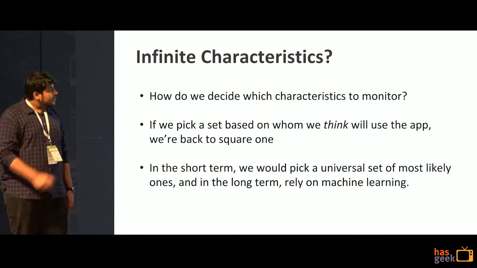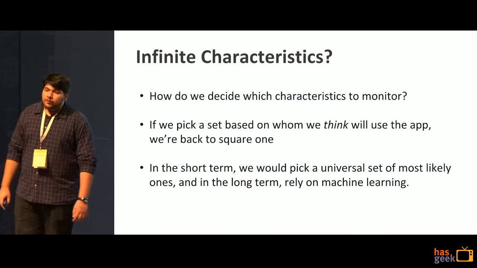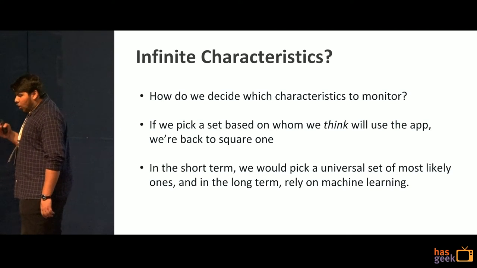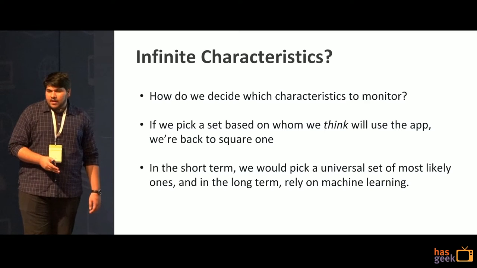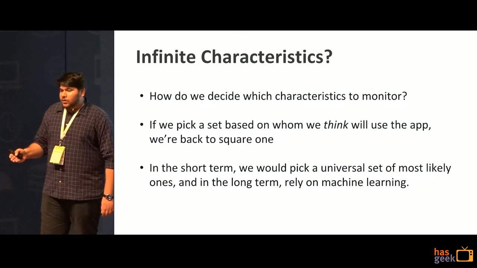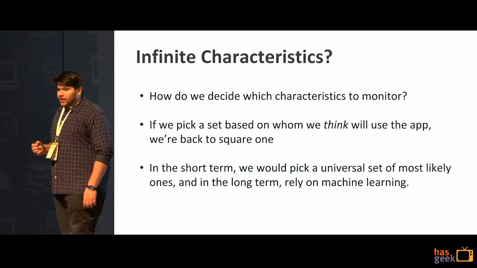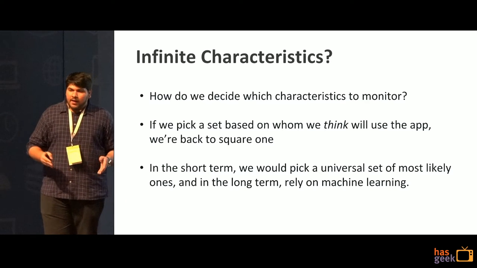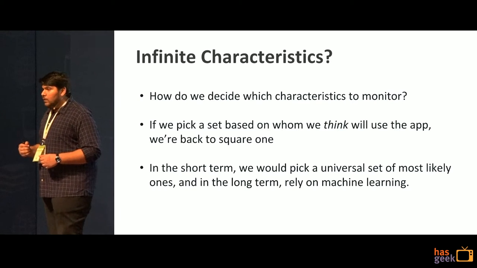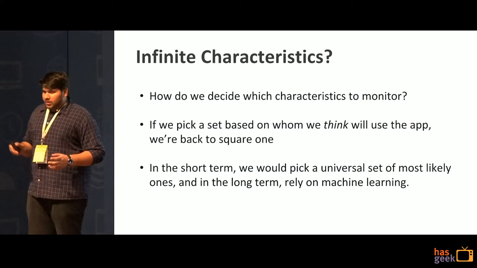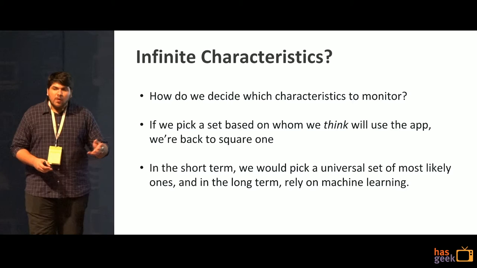So the second thing is infinite characteristics. If we talk about a lot of things that we have to keep in mind, about four types of colorblindness, multiple types of accessibility, touch accuracy, etc. So as designers, if we think that this is a certain set of things that we need to mutate for, then we're right back to square one, because we're doing what we think is right for a certain set rather than allowing it to go on infinite.